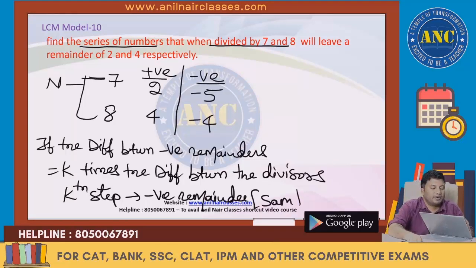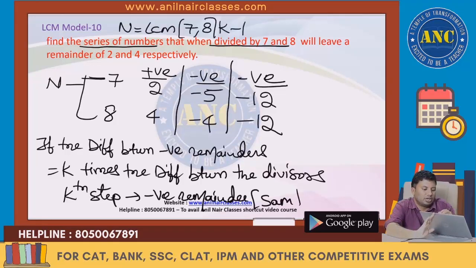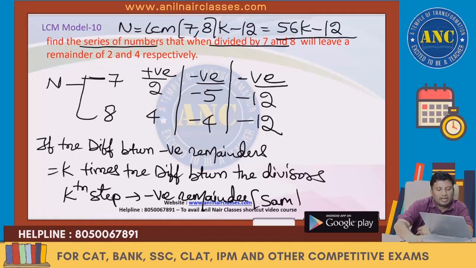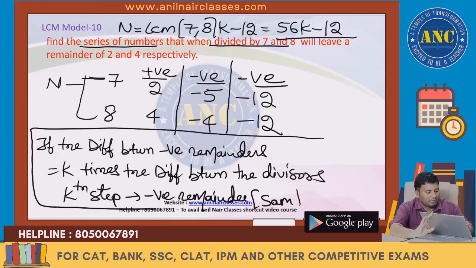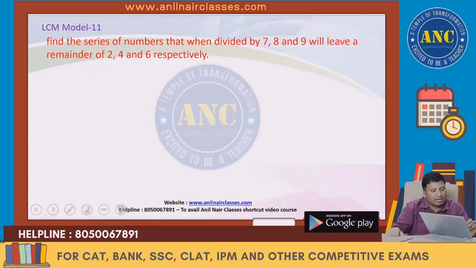2 and 4 difference is 2. 2 is 2 times 1. So in the second step negative remainder will be same. Minus 5 minus 7 is minus 12. So n is nothing but LCM of 7, 8 into k minus 12, which is 56k minus 12. Substitute k = 1, 2, 3 and so on. This is a very, very important point. Idea clear, right?